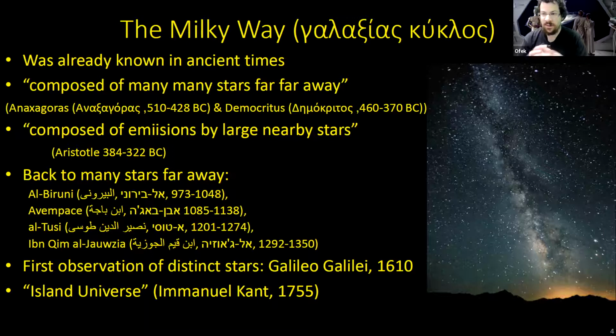This led later to the kind of romanticization of the concept. Immanuel Kant famously said that the Milky Way was an island universe. The entire universe is kind of an island on its own, composed of many, many stars. Today, we estimate their number at over 100 billion stars.